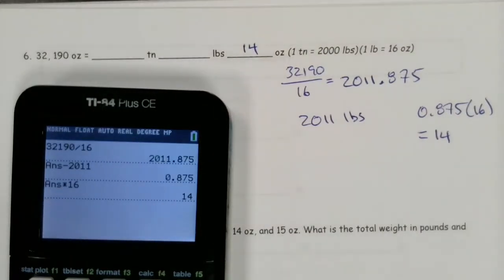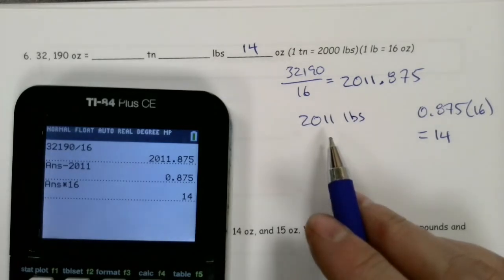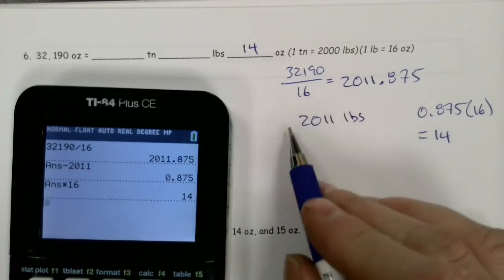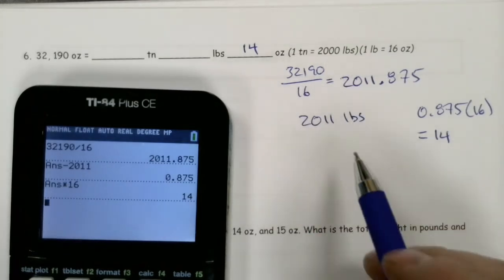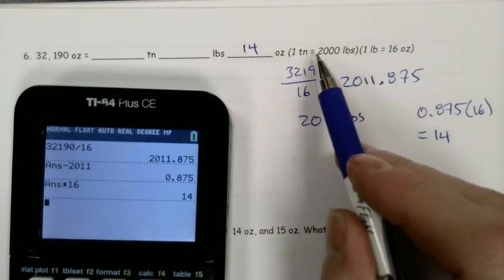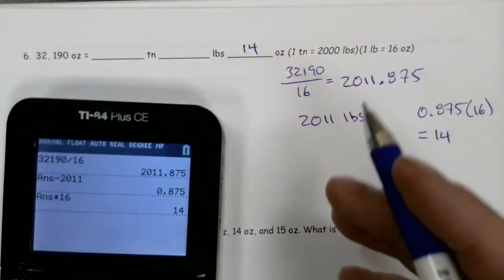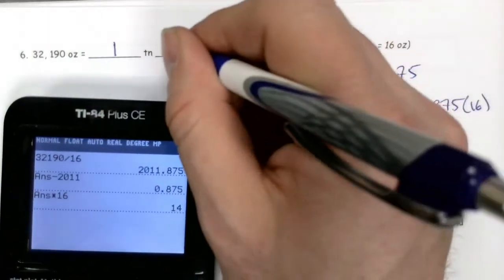Now, this next one here, actually, I can look at this and tell you right now how this is going to work. And it's because this number is so close to the conversion. When I take a look at 2,011 pounds, I already know that a ton is 2,000 pounds. So, I mean, I can see right now that that's going to be 1 ton with 11 pounds left over.